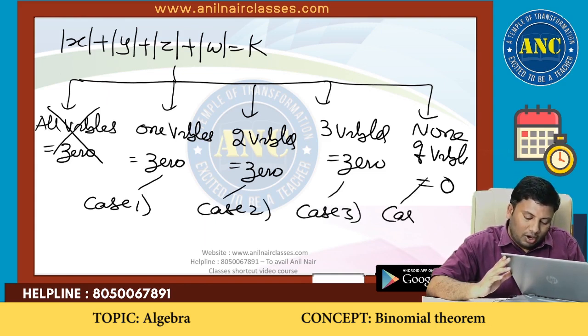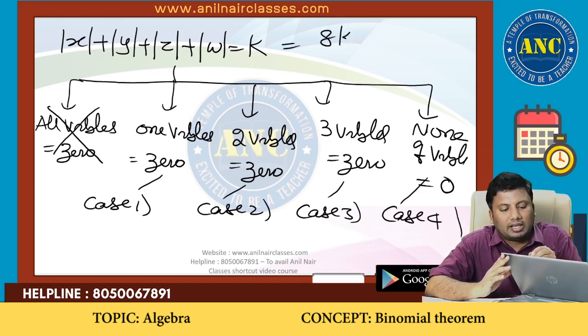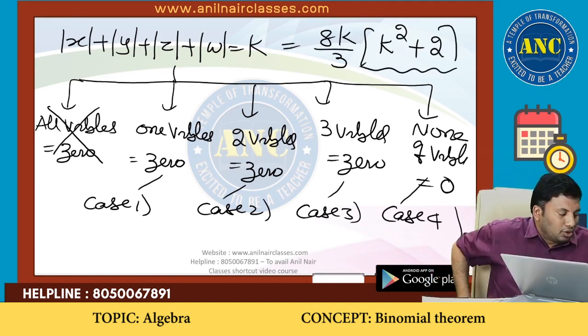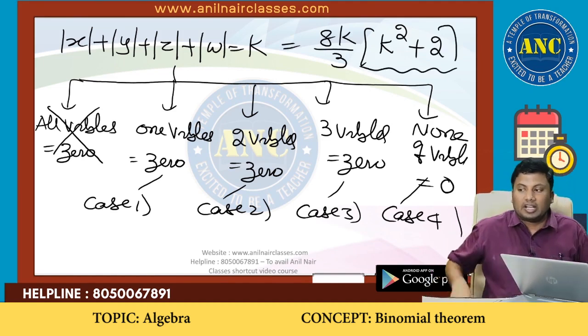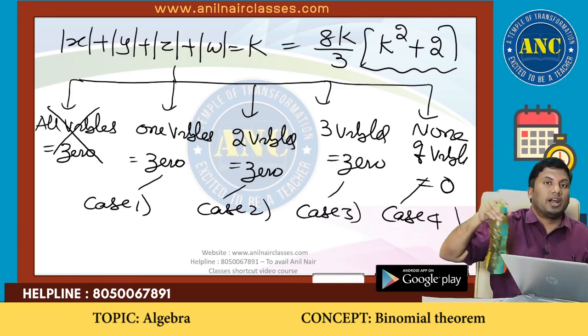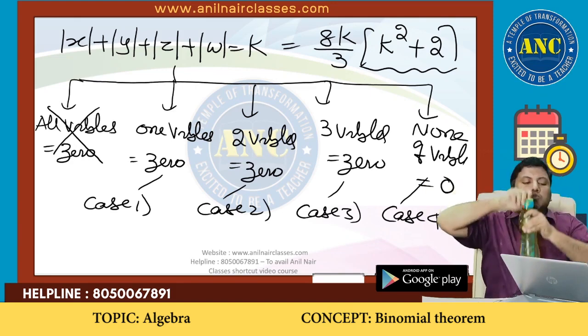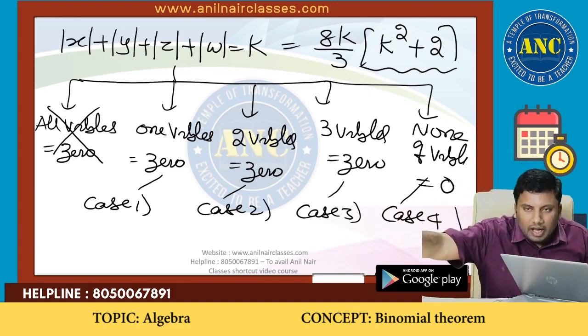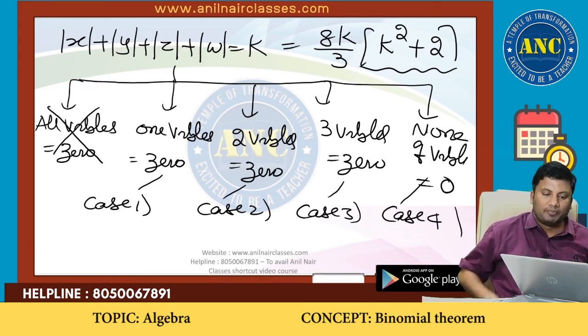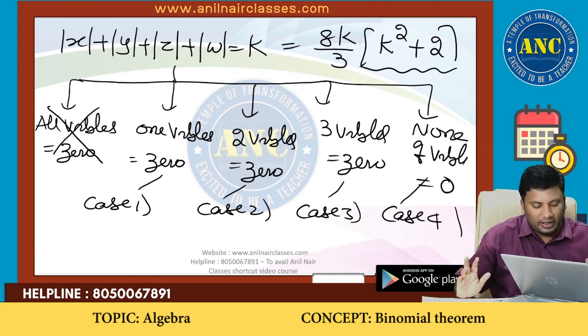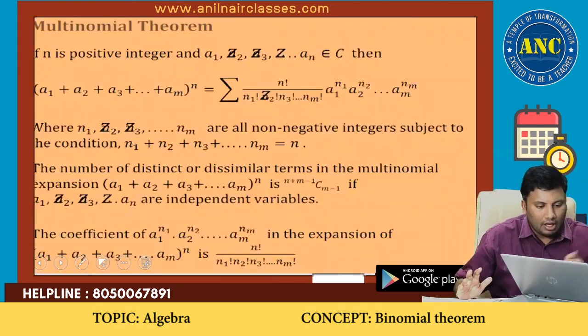It will become a lot of enumeration problem. So directly it is 8k by 3 into k square plus 2. I hope it is clear. Only when you understand this, you will understand the multinomial theorem. Modulus question, 3 shortcuts for lengthy questions. I hope it is clear. Next one.